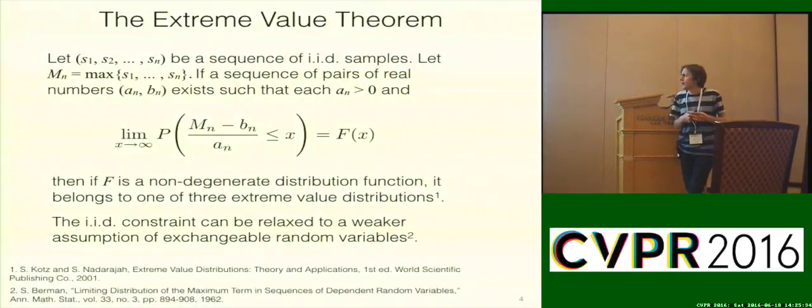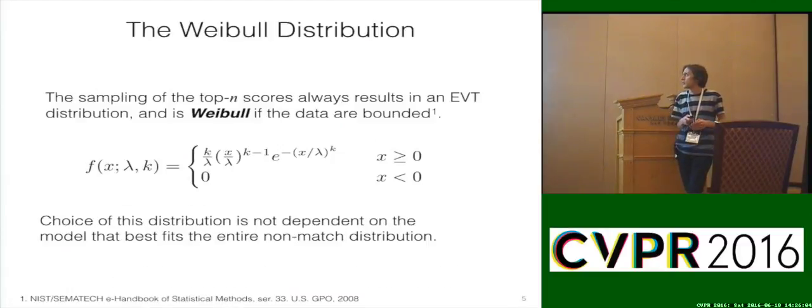And depending on the constraints of your problem, that's how you choose one of these distributions. So if your data are bounded from, say, above, you would apply the reverse Weibull, which is actually the third extreme value distribution coming out of the theorem here. Of course, there's this problematic constraint of IID samples. In computer vision, you never have those. But you can relax some of these constraints to a weaker assumption of exchangeable random variables, and these distributions we found approximately apply in most cases.